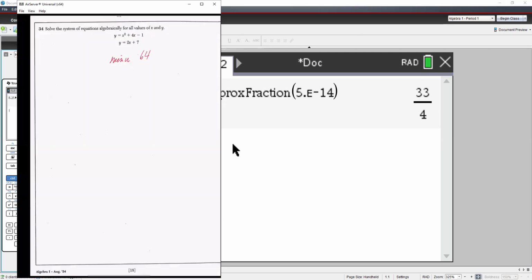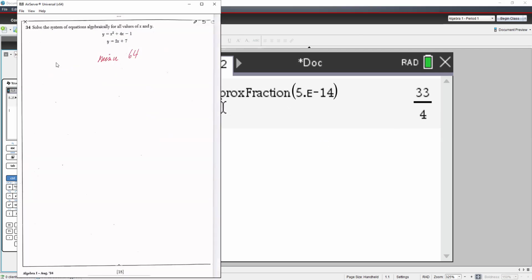Now, I got one more that I wanted to go over. Now, this was the first time that they've kind of done it this way. They gave us two equations. One is a quadratic. The second one is a linear. And they want us to solve this system algebraically. Now, what I'm going to say is that I always teach my students whenever they're given two equations, two functions, to graph it and find intersections. And that's what we're going to do here.